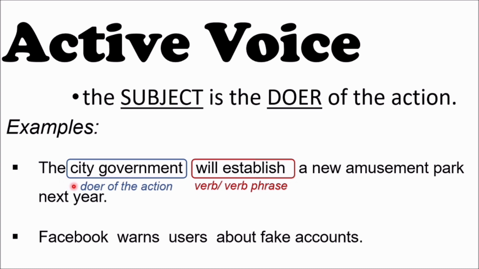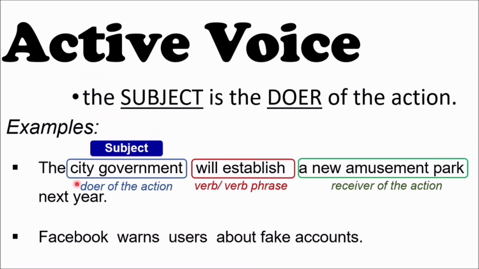Final question for this sentence. What will the city government establish next year? Very good. A new amusement park. Therefore, this is the receiver of the action. Now look, the doer of the action is actually the subject of the sentence. Therefore, it is a perfect example of active voice. Now let's go to the next one.